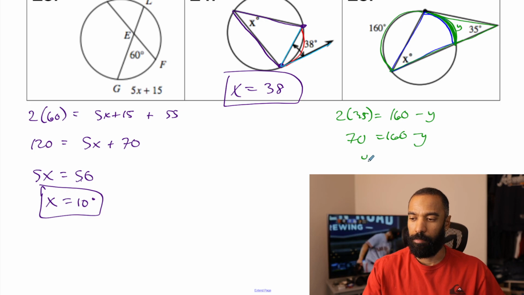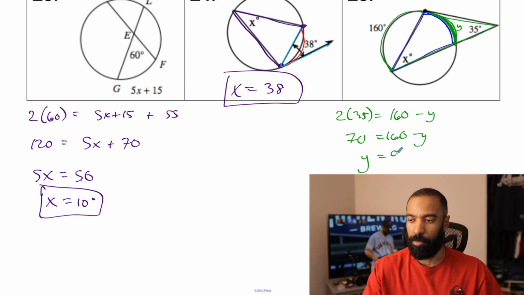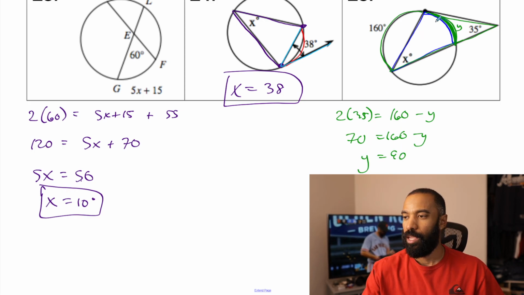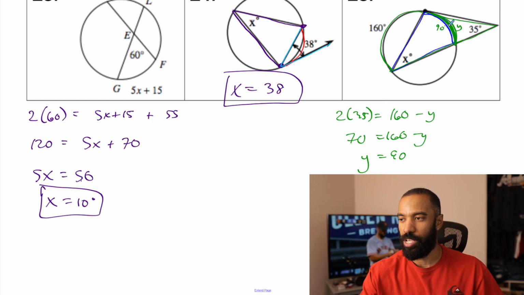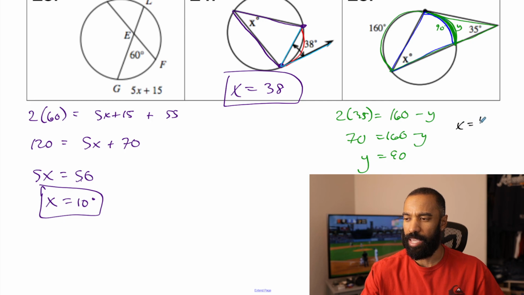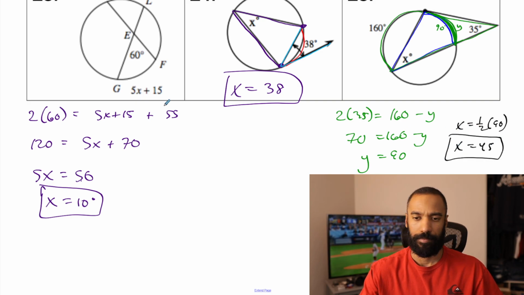Let's add y to both sides and subtract 70 from both sides. You'll get y equals 90. So this is a 90-degree intercepted arc to this x right here. That x is going to be half that of the 90, which means x is 45 degrees right there.